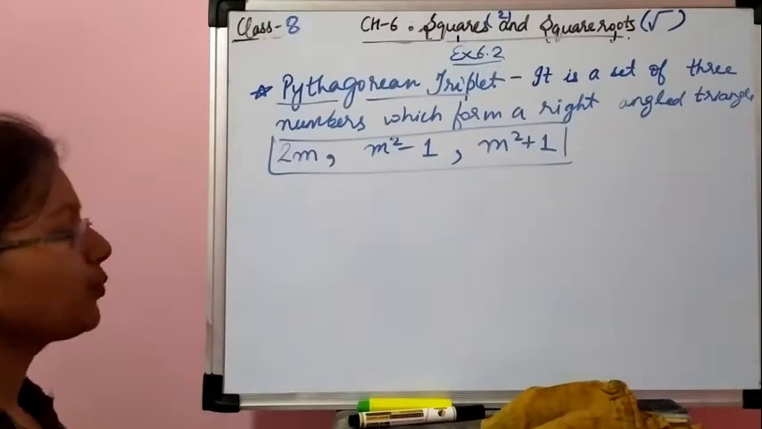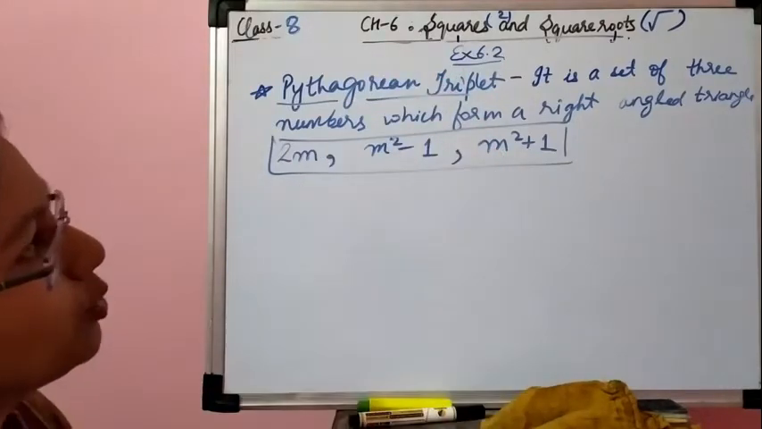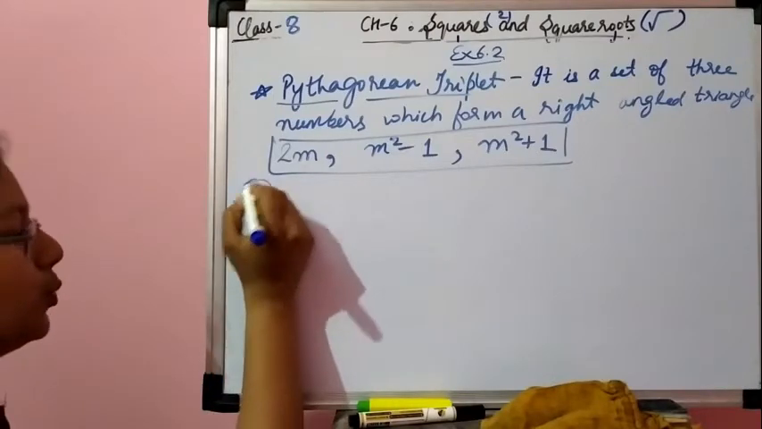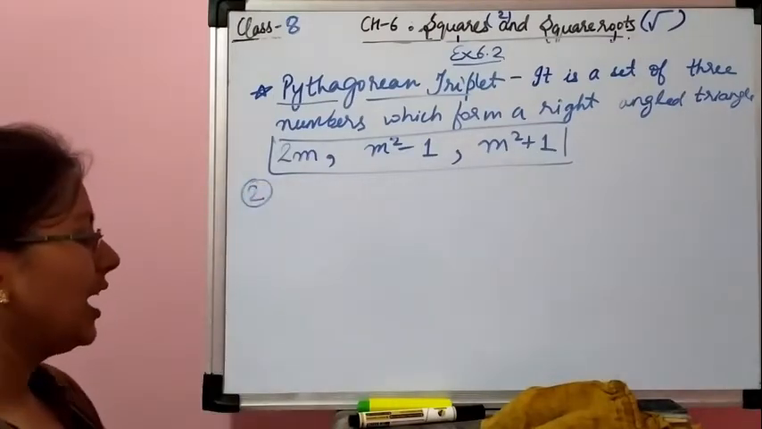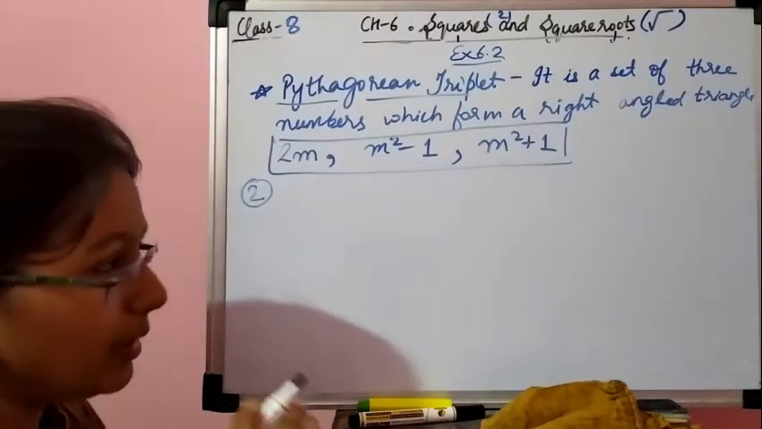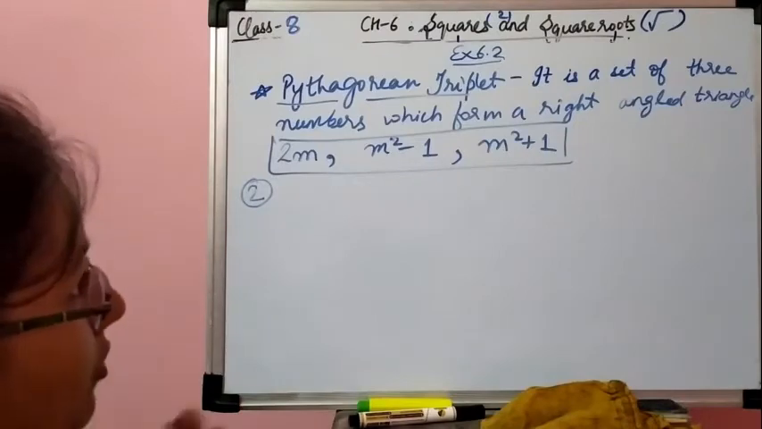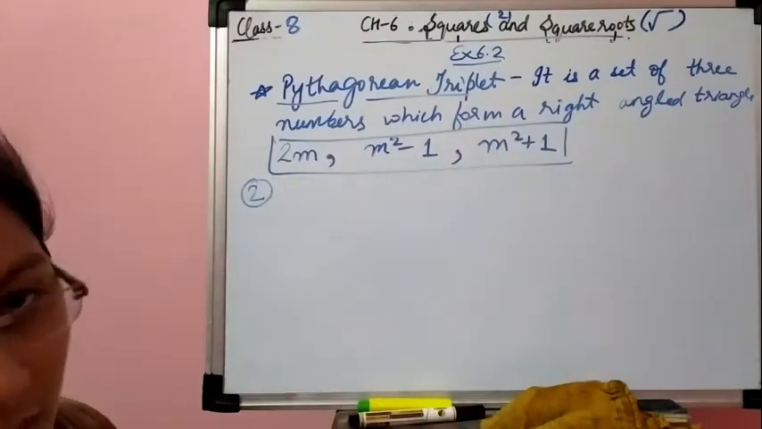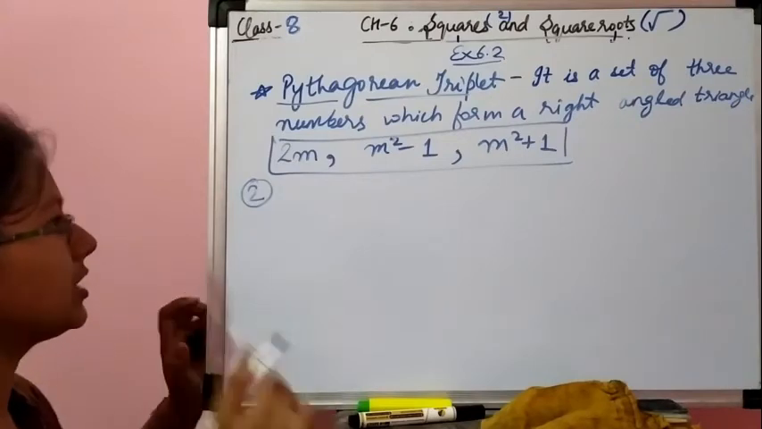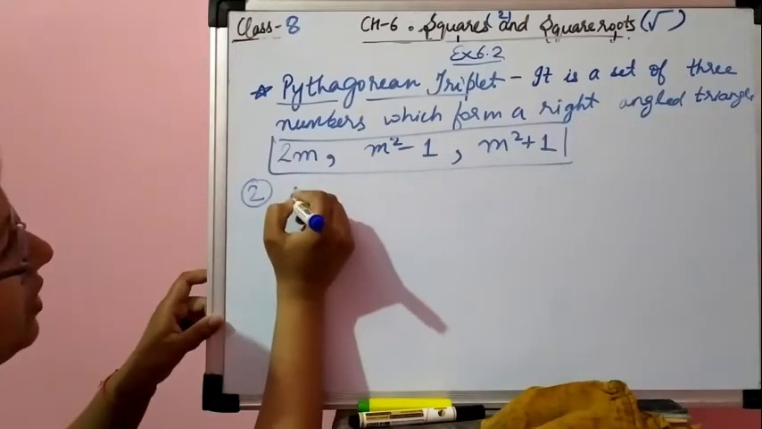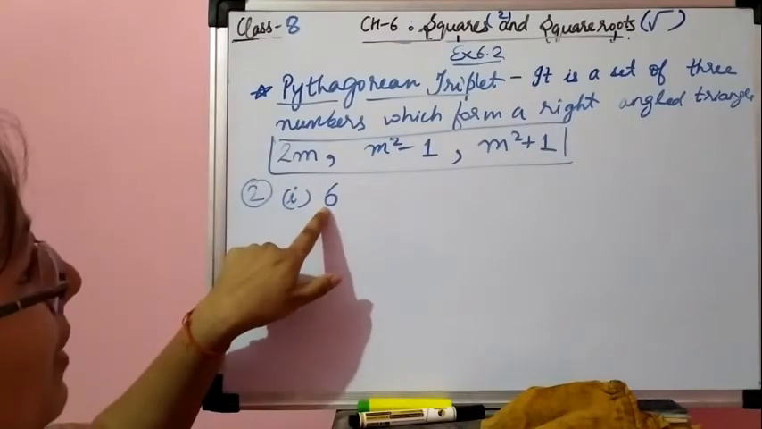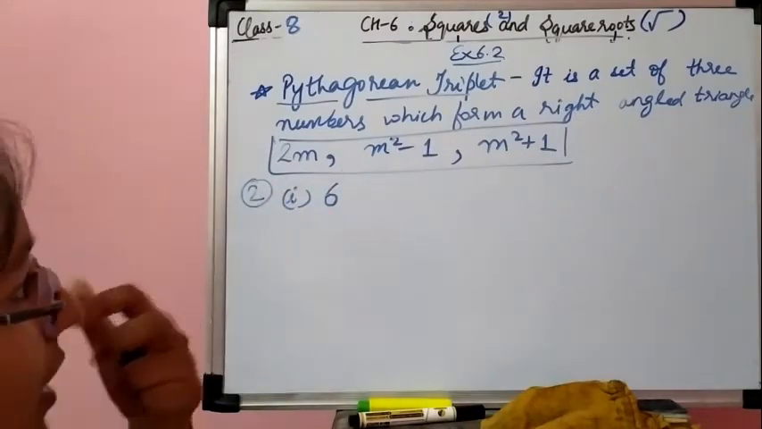So first of all, from exercise 6.2, before doing question number 1, let's discuss question number 2. Question number 2 is, write a Pythagorean triplet whose one member is given. We have to say all three members of the Pythagorean triplet if one member is given. Like in the first part, the member is 6. Now this is one member of the Pythagorean triplet.